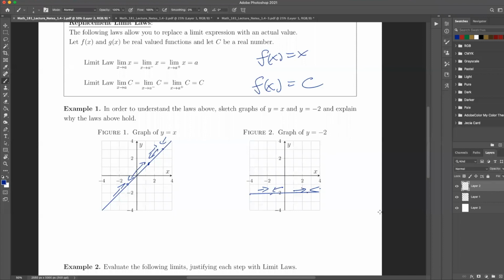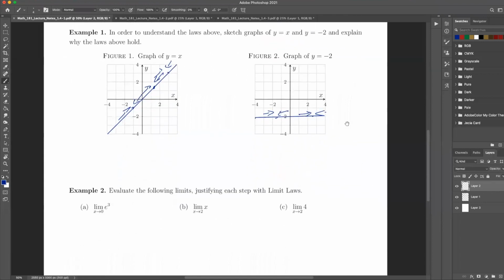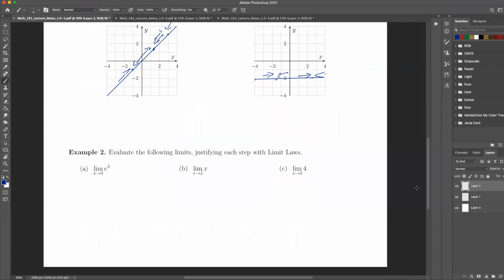It's -2, right? This seems kind of silly, but it allows us to justifiably write some things out. What's the limit of e to the third power as x goes to 0? Well, that's just e to the third power. Remember, e is just some constant, and if I cube it, it's still just some number. Same thing here: the limit as x goes to 2 of the function 4 is just 4, because if I plotted it up here, it'd just be a line. Now, this is the one that we care a little bit more about. We're going to use all three of these in about 3 seconds, but the limit as x approaches 2 of x is equal to 2.